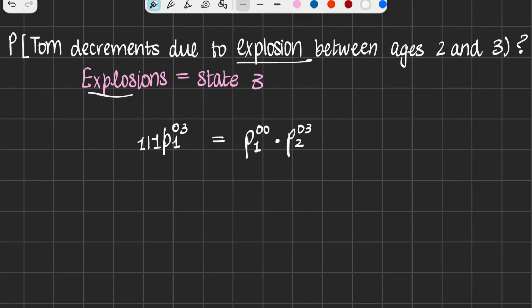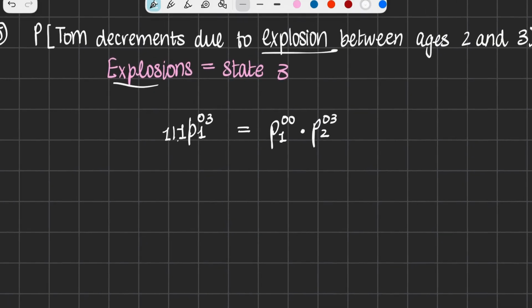Lastly, let us calculate the probability that Tom decrements due to explosion between ages 2 and 3. Recall that explosions is state 3. So we can write that down as 1P1P103, and then that probability can be written down as that expression here. So P100, which is the probability that Tom survives that first year, and then P203, which is the probability that Tom decrements into state 3 during that second year.